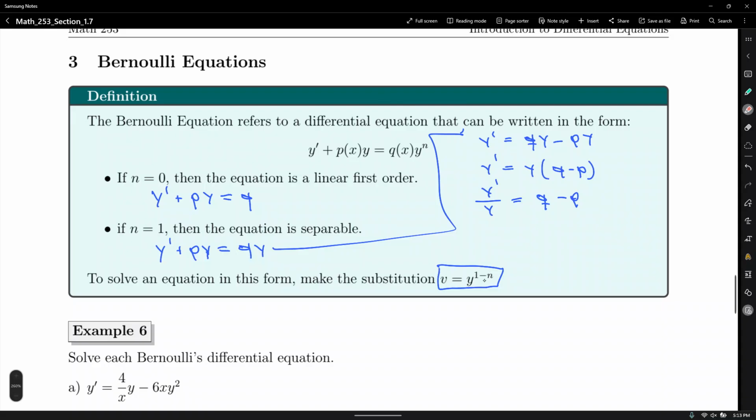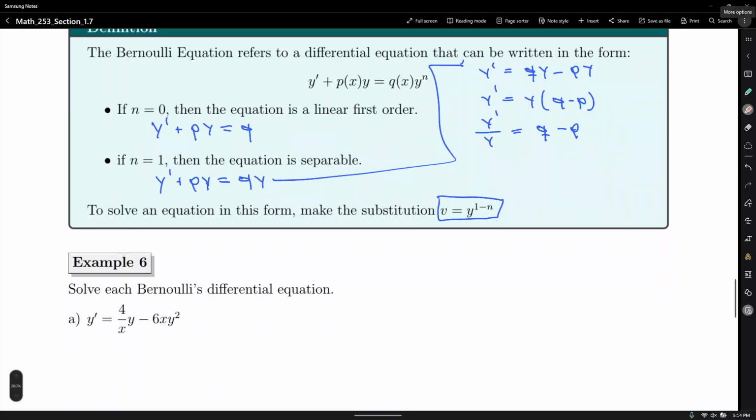Here we need to substitute v equals y to the 1 minus n. Why? Because we want to turn a nonlinear differential equation into a linear equation. We're going to subtract n from 1, so we end up with just y to the first power. That's the real trick here. And then the derivative and all that, we will do for the substitution.